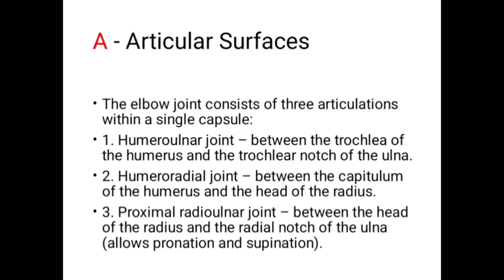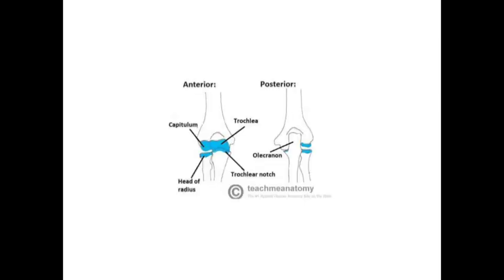The humeroulnar joint is formed between the trochlea of the humerus and the trochlear notch of the ulna. The humeroradial joint is formed between the capitulum of the humerus and the head of the radius, and the proximal radioulnar joint is formed between the head of the radius and the radial notch of the ulna. This allows pronation and supination. The next is a diagram showing the different articulating surfaces of the elbow joint.